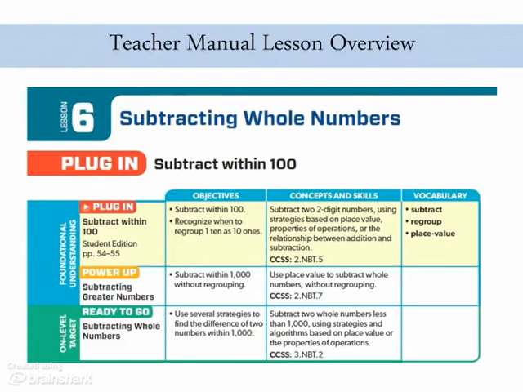The plug-in and power-up are the foundational understanding portion of each lesson. They can go back 1 or 2 previous grades and will map back to the Ready to Go, which is the grade level part of the lesson. Across the top of the grid are listed the lesson objectives, which are the key instructional goals of every lesson, the concepts and skills, which list the CCSS alignments, and finally, the vocabulary, which will be addressed in the lesson, is listed and defined.